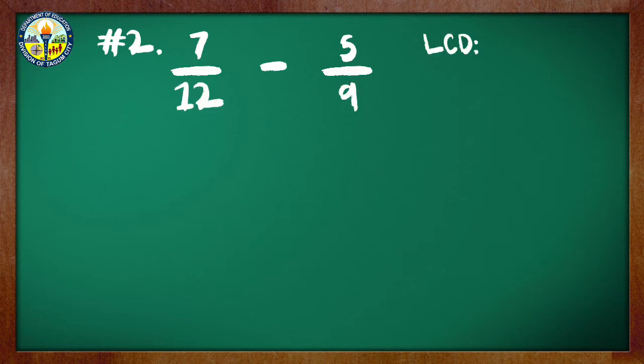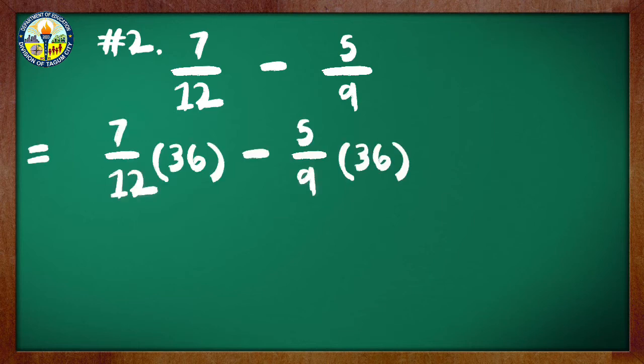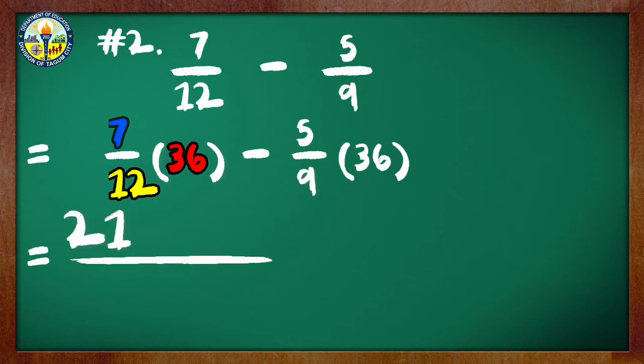How do we use the LCD in connection with the problem 7 over 12 minus 5 over 9? Again, it is used as a dividend. Okay, let's start solving. The LCD is 36. 7 over 12 minus 5 over 9 is equal to, divide the LCD by the denominator. So 36 divided by 12 is equal to 3. Multiply the answer by the numerator. So 3 times 7 is 21. Write 21 as a partial numerator of the answer. Then copy the minus sign.